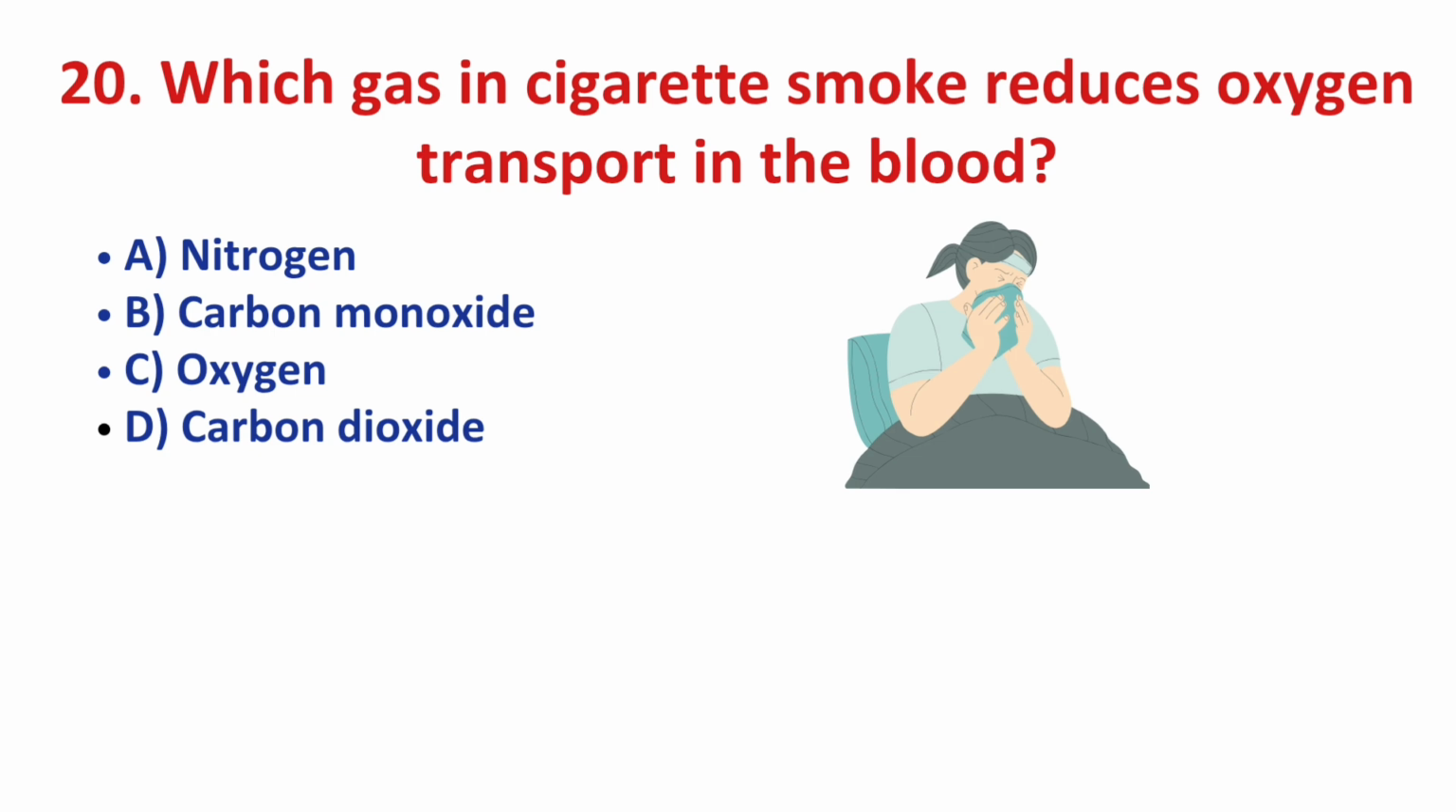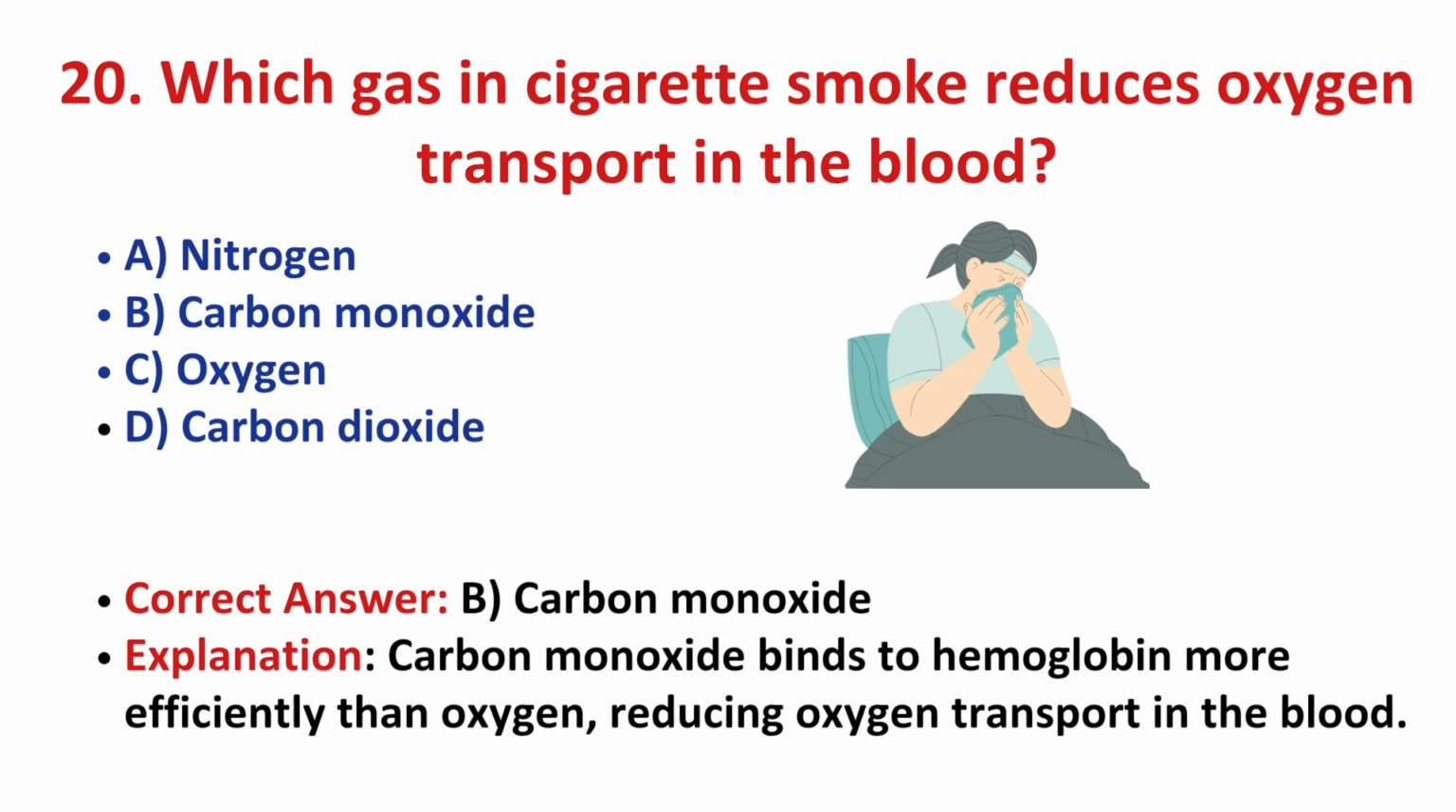And the last question, which gas in cigarette smoke reduces oxygen transport in the blood? Options are nitrogen, carbon monoxide, oxygen and carbon dioxide. And the correct answer is option B, carbon monoxide. Carbon monoxide binds to hemoglobin more efficiently than oxygen and reduces the oxygen transport in the blood. So the correct answer is option B.